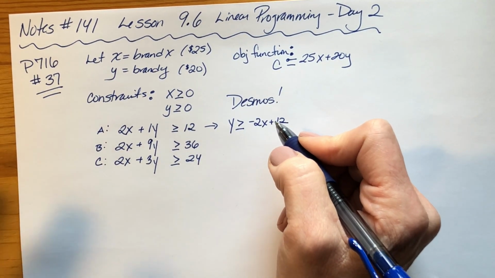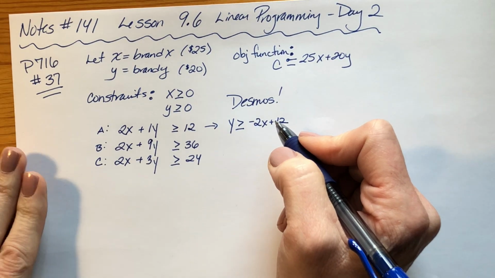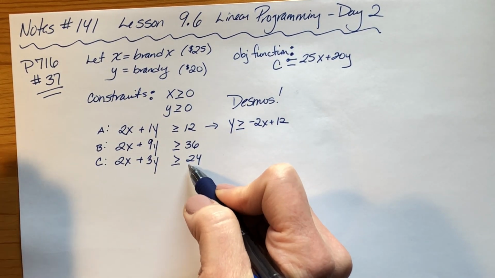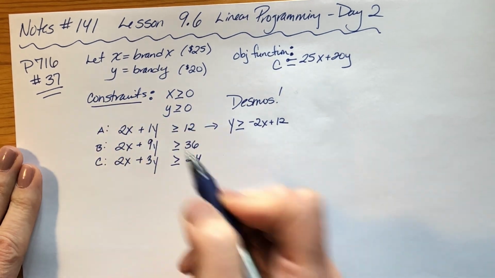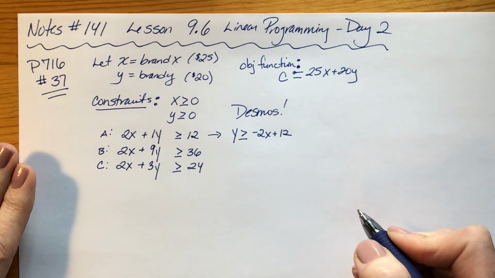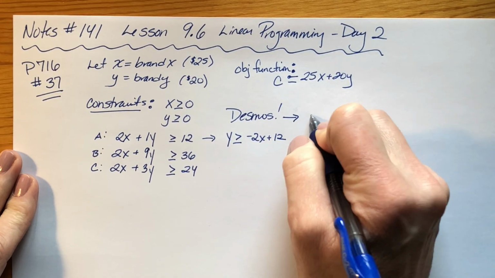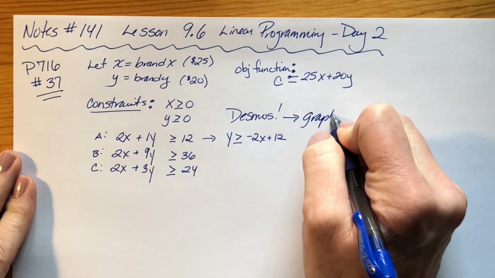So you're going to go to Desmos, and you are going to graph these 5 constraints. You're going to go to Desmos and graph the constraints.